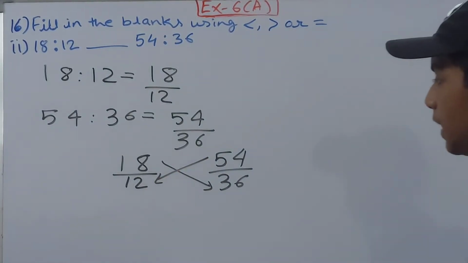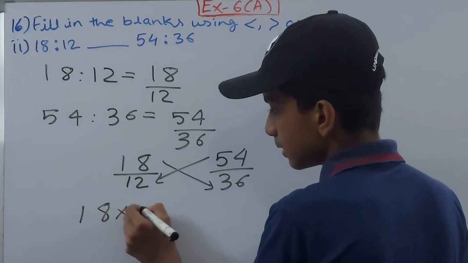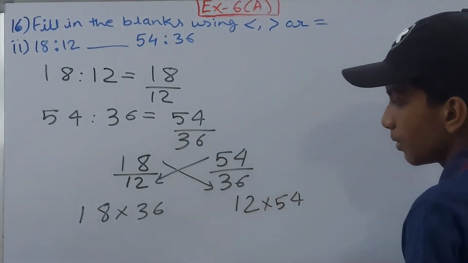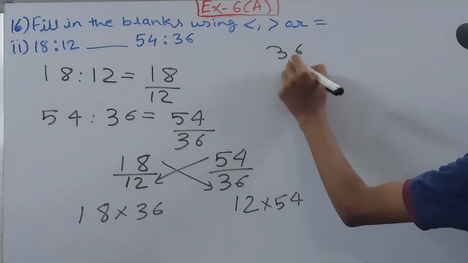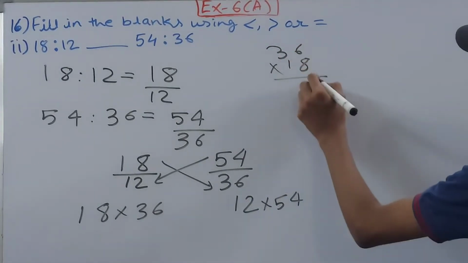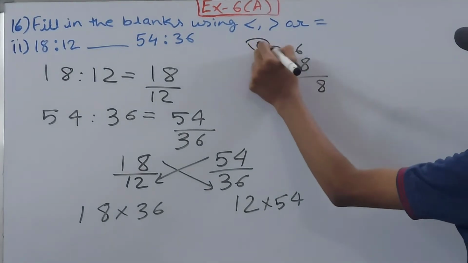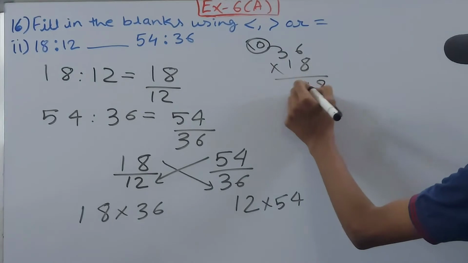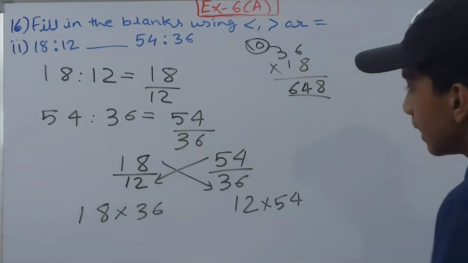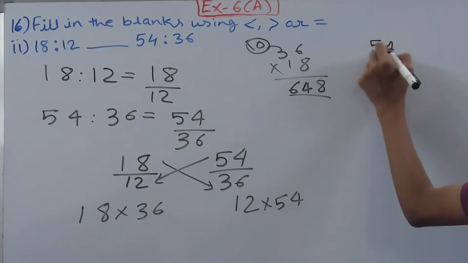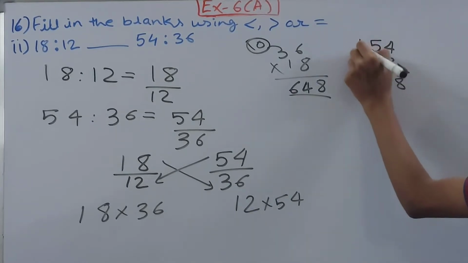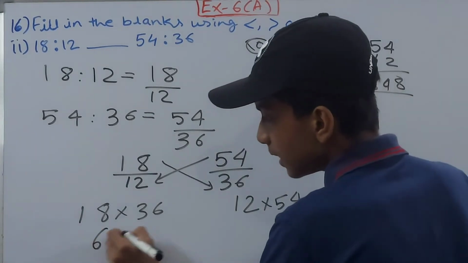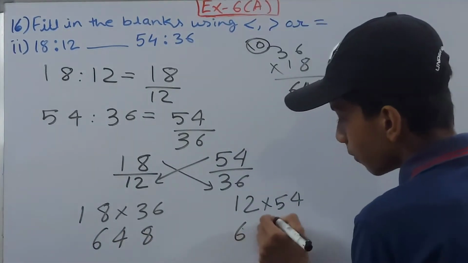So what will we get? 18 into 36, right? And 12 into 54. Let's do the multiplication. So 18 and 36, right? 18 6s are 108 and 10 carried over. 18 3s is going to be 54 and 10 is going to be 64. So 648 here, and this one is 12 into 54, right? So 12 4s are 48 and 4, 12 5s are 60 and 4, 648, right? So we have 648 as a product here and 648 as a product here.